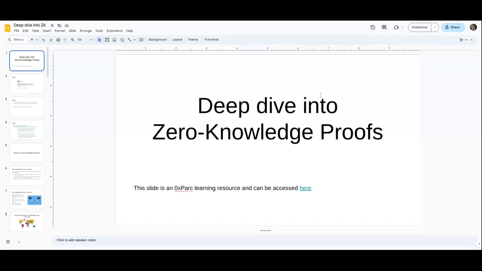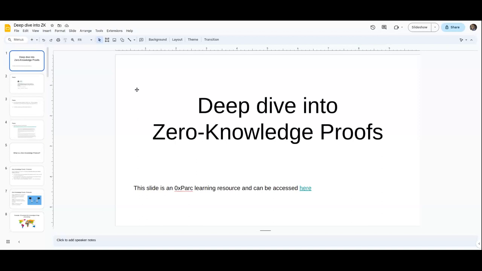Okay, so today basically I'll be talking about a deep dive into zero knowledge proofs. I'm sure most of us have heard about zero knowledge proofs, and some people may think it's magic or something, but it's not magic, it's just mathematics. And that's what I'll be talking about today.